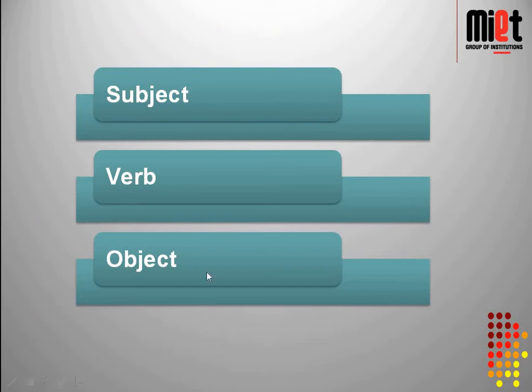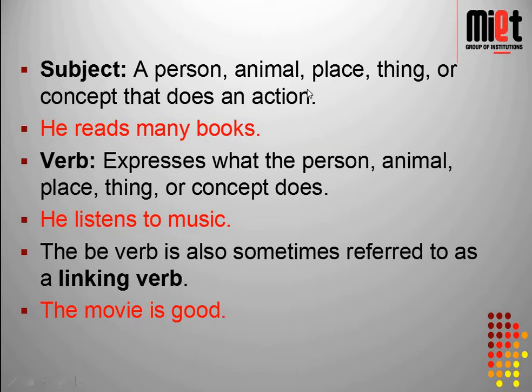Next students, these are the three elements of a sentence: subject, verb and then object, and this is how we arrange these elements in a sentence. So first we put subject, then we put verb and then we put object. Subject, that means a person, animal, place, thing or concept that does an action. Like I told you before, he reads many books. Verb expresses what the person, animal, place, thing or concept does. Like he listens to music.